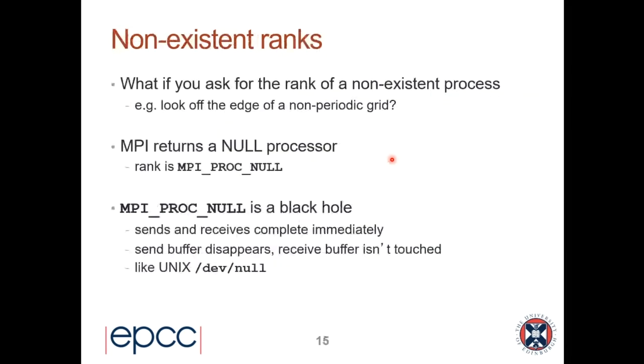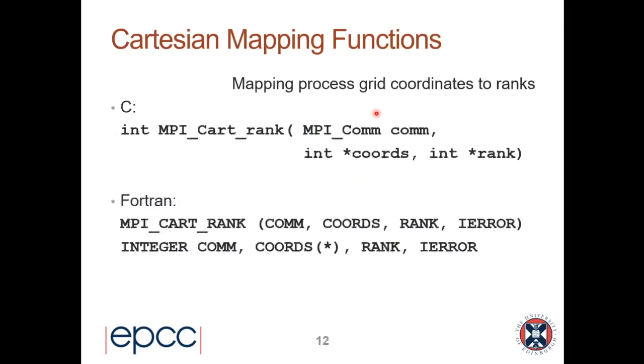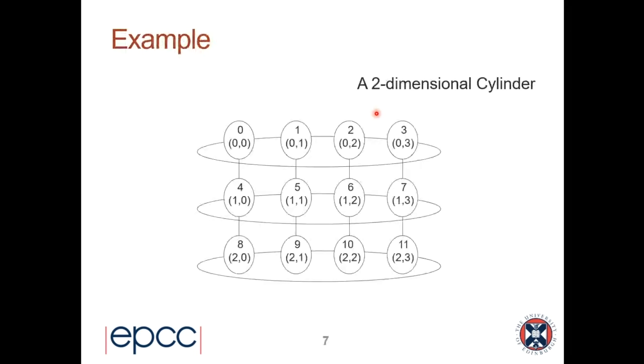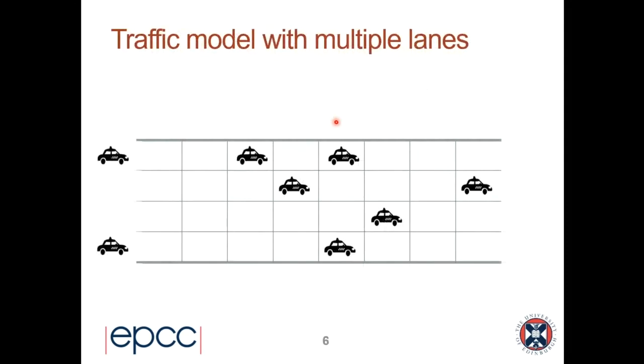The other question you might ask is, what if you ask for the rank of a non-existent grid? Well, look off the edge of a non-periodic grid. So in this example here, what happens if I say, who's my neighboring process there? Well, it's this process here. Who's my neighboring process up there? There isn't one. What does MPI do there?